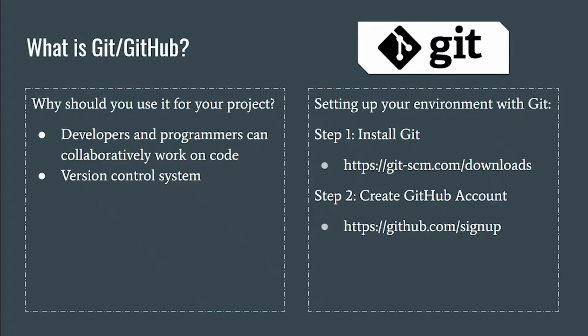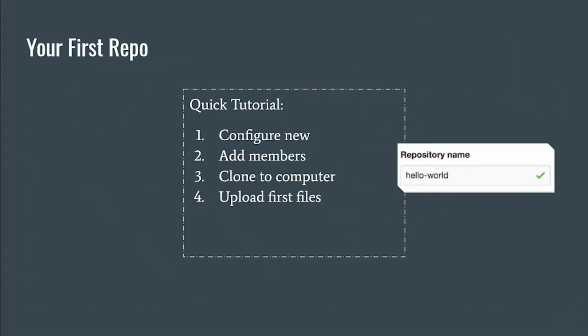So your environment is now set up, and now you can move into the first idea: a quick tutorial of how to create and initialize your first repo. So we'll go through the steps. We will configure the new repo. We will add members for security of the repo. We can clone the repo to the computer, and then we'll upload the first files.